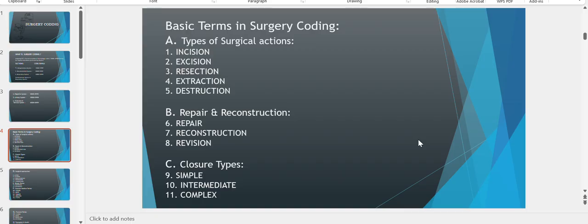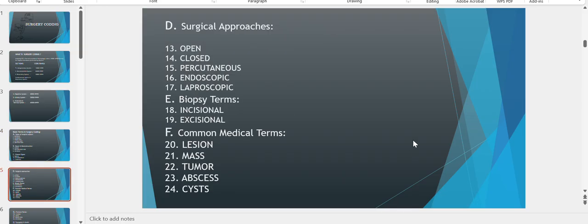The surgical actions are incision, excision, resection, extraction, destruction. The second group is repair, reconstruction, revision. What is a closure? That is simple, intermediate, and complex. Then surgical approaches. While going through a live chart, we have to understand surgical approaches like open, closed, percutaneous, endoscopic, laparoscopic. Now biopsy terms like incisional, excisional, and common medical terms we have to know: lesion, mass, tumor, abscess, and cyst.